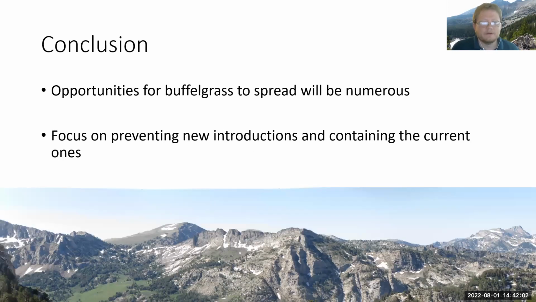So knowing that the opportunities for bufflegrass to spread will be numerous, it will be really important in the future to focus on preventing new introductions and containing the current ones. We know it has this great ability to spread. So if we know it's going to spread, and we know that a lot of the spread will typically be in the mountains, moving up in elevation, moving to the northern side of the mountain ranges, that's really where we should focus our mitigation efforts and prevent it from being able to establish in those areas. And we can focus on preventing bufflegrass from spreading into those areas that will become more susceptible as the climate starts to warm.